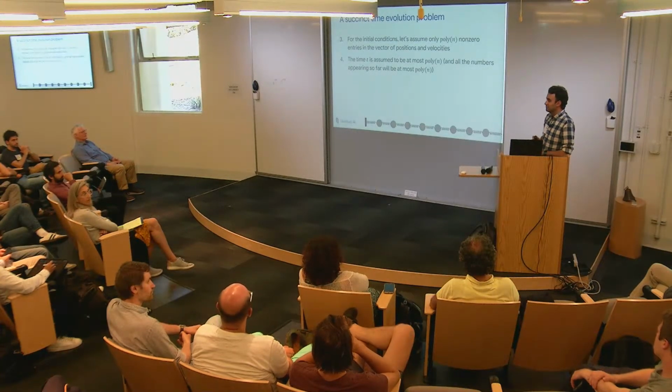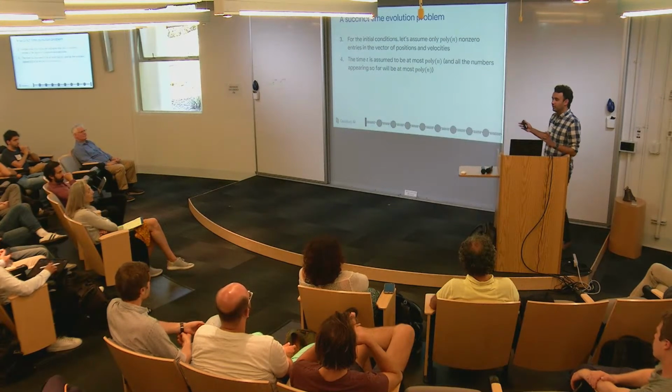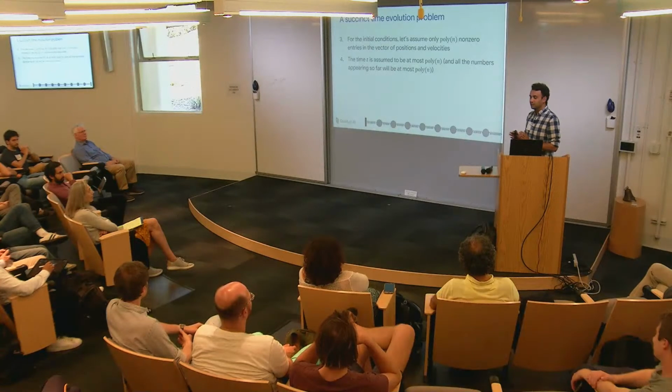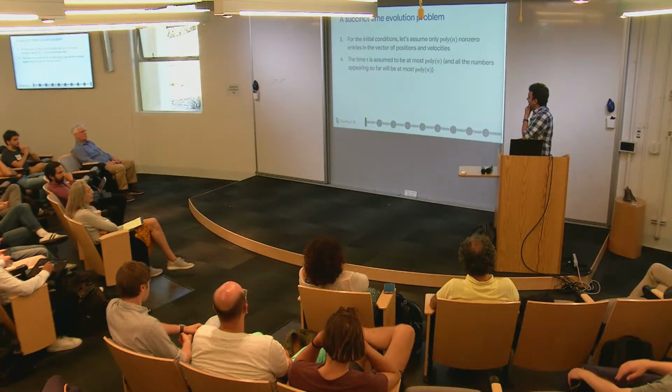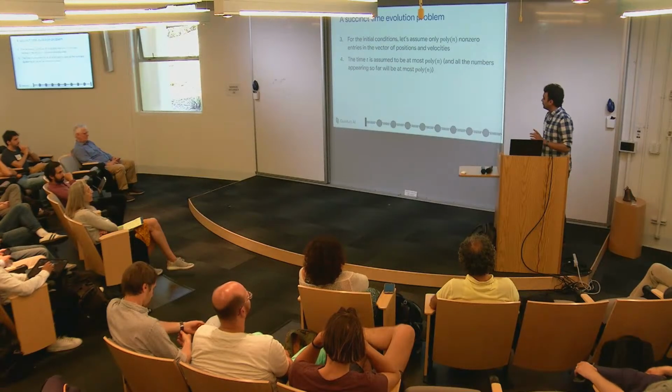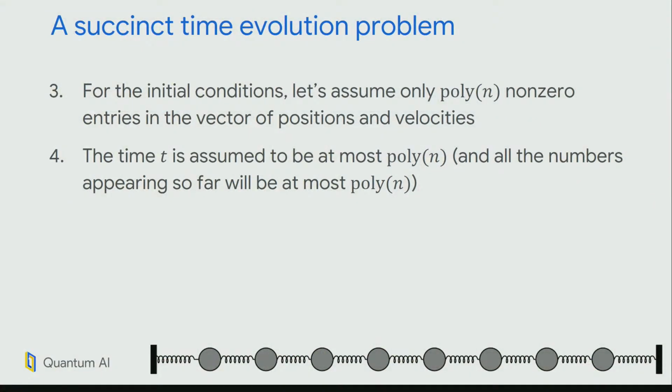Just so everybody's on the same page, especially those of you who are seeing this for the first time, this is how we encode exponentially large objects with polynomial sized inputs. I haven't finished, because I've only told you how the inputs are encoded. The output from the previous slide was also some exponentially large vector. You have to tell me all the positions and velocities.